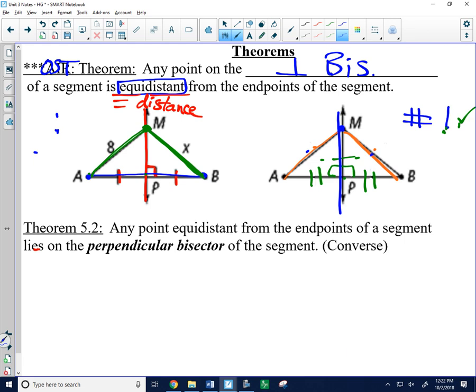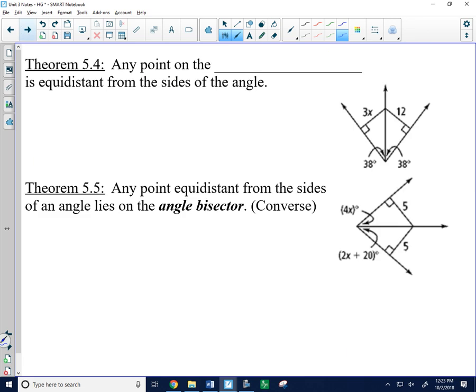So this segment version, now we're going to move on. This is basically the angle version of the same proof. You take any angle, and you flip it over. Any point on the angle bisector is equidistant from the sides of the angle. It is the same except for angles.